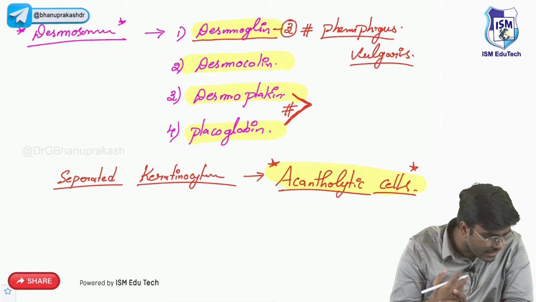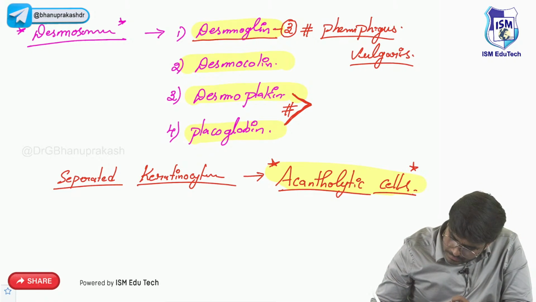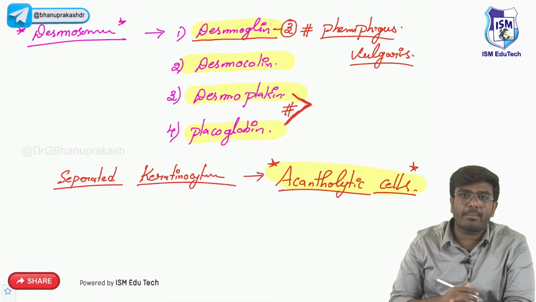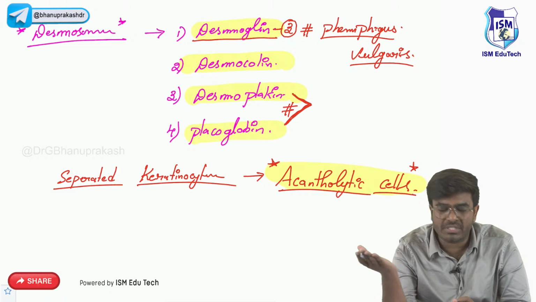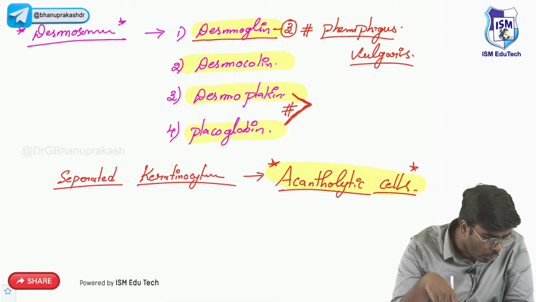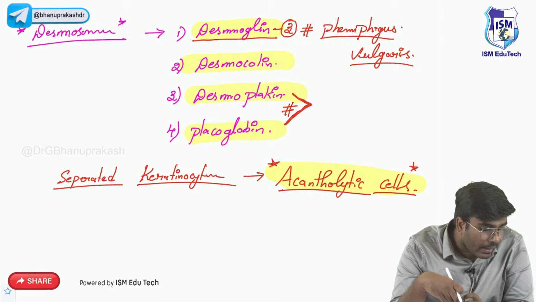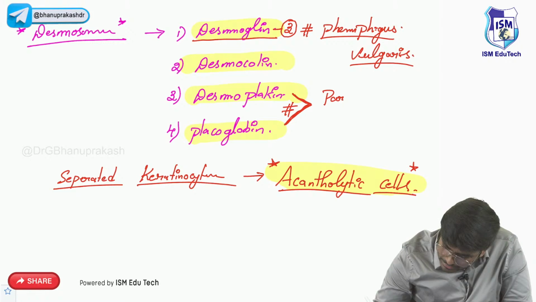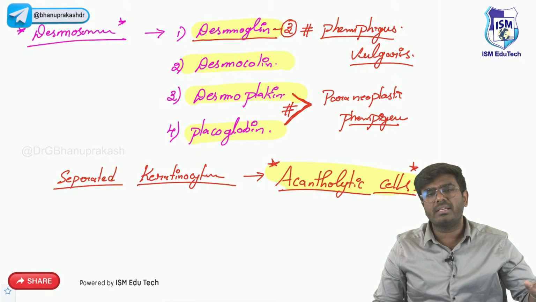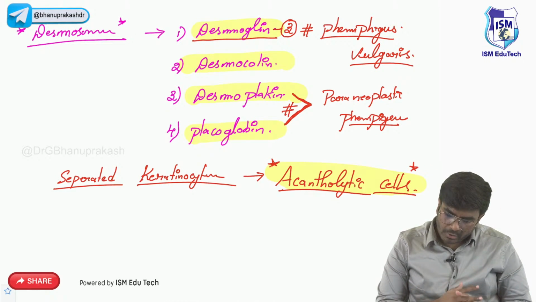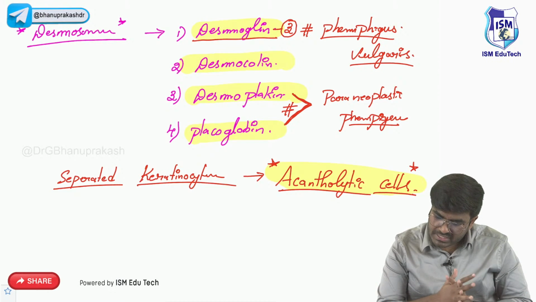Can you tell me what is the disease? Anyone? If you are really good, especially if you are going to the exam, the FMGE exam or the NEET PG exam, can you tell me, desmoplakin and plakoglobin are defective in which disease? Paraneoplastic pemphigus, guys. These are the direct single-liner MCQs which keep coming in the exam. Plakoglobin, desmoplakin, whenever they are defective, it causes paraneoplastic pemphigus.